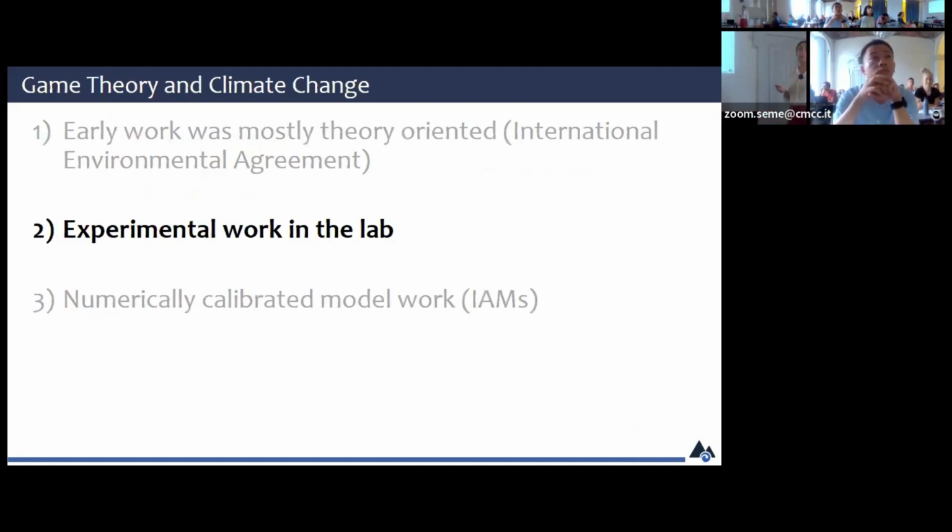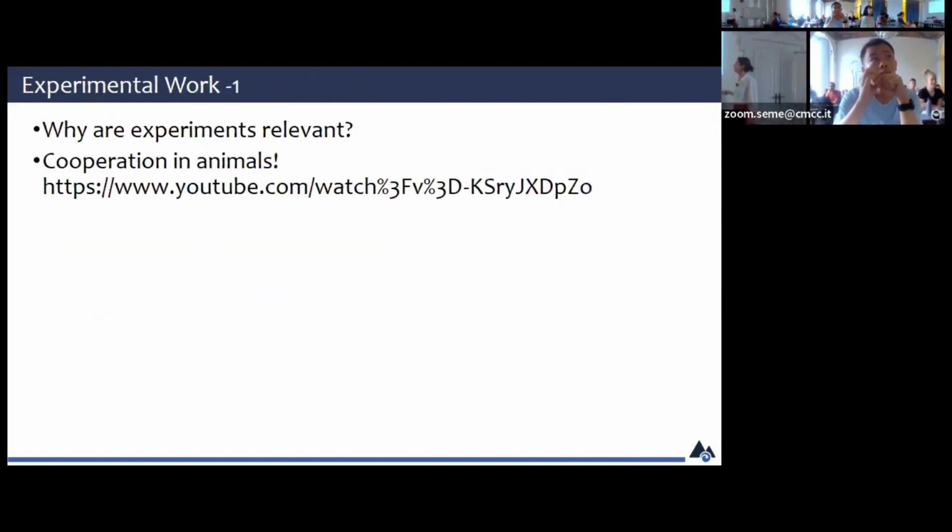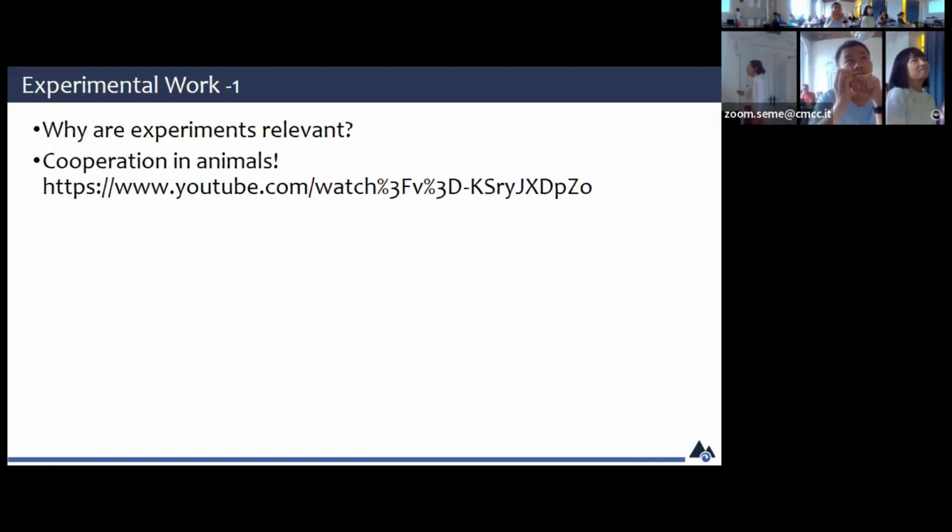So, experimental work in the lab. I know you don't care, but it's important always, when you have a model, to test it on reality. Experiments are relevant because cooperation is something that we do as humans. We do it as animals. Tonight you can watch this video and enjoy it, not during my class, but it's really enjoyable. You can see how elephants, monkeys, etc., cooperate to do a task. When there is a payoff, animals cooperate.